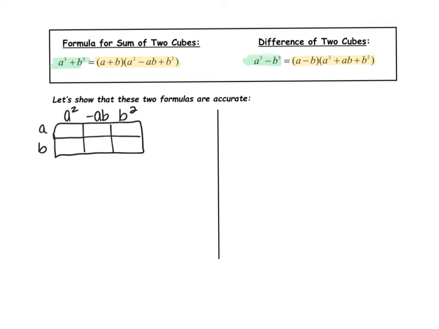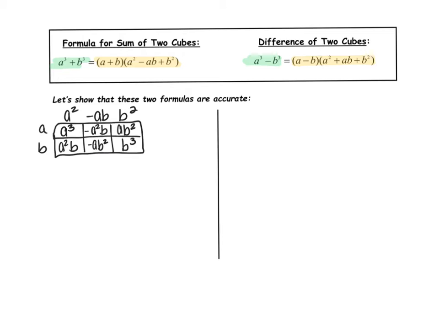So I want to multiply this binomial by this trinomial and see if I get this. So let's do that. We have a times a squared, which gives me a to the third. We have negative ab times a, which gives me negative a squared b. Then we multiply b squared times a, and we get ab squared. And we multiply a squared times b, and we get a squared b. We multiply negative ab times b, and we get negative ab squared. And then we multiply b squared times b, and we get b to the third.